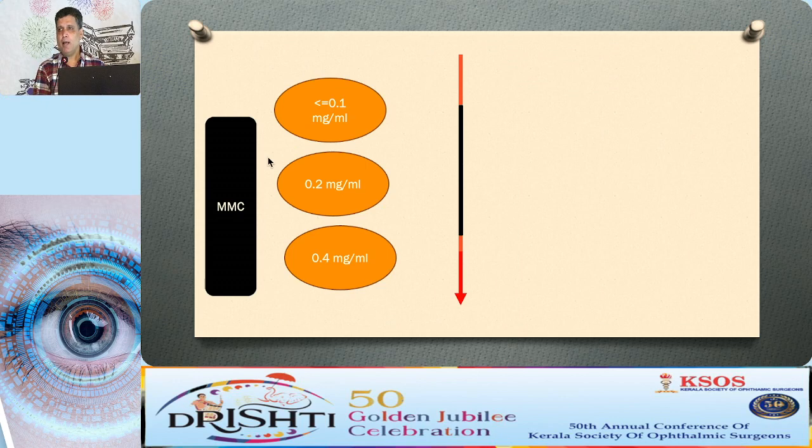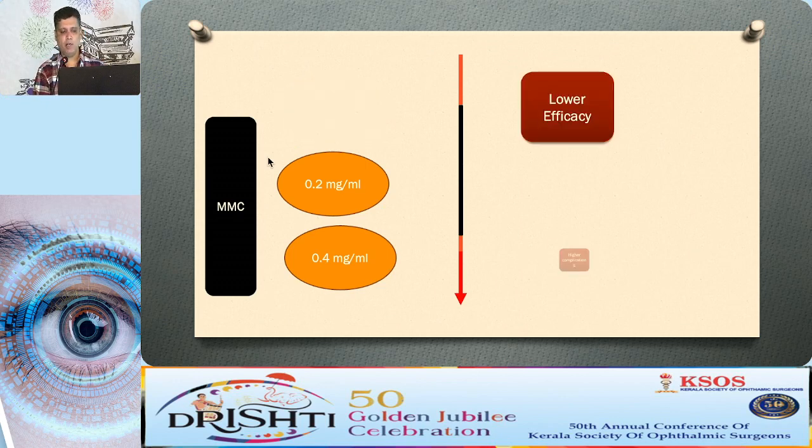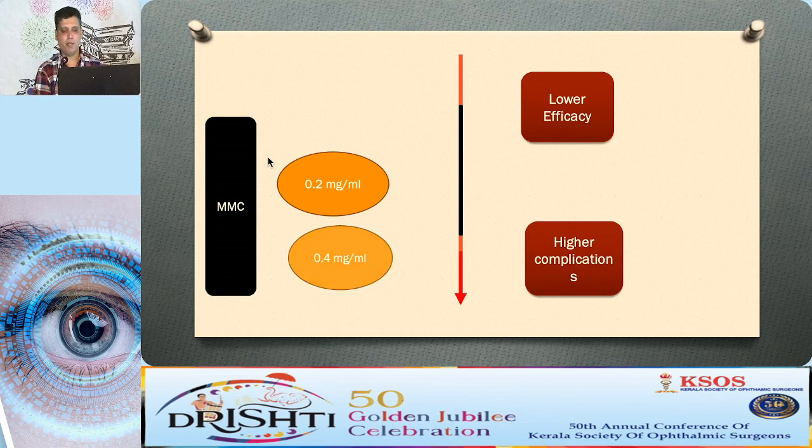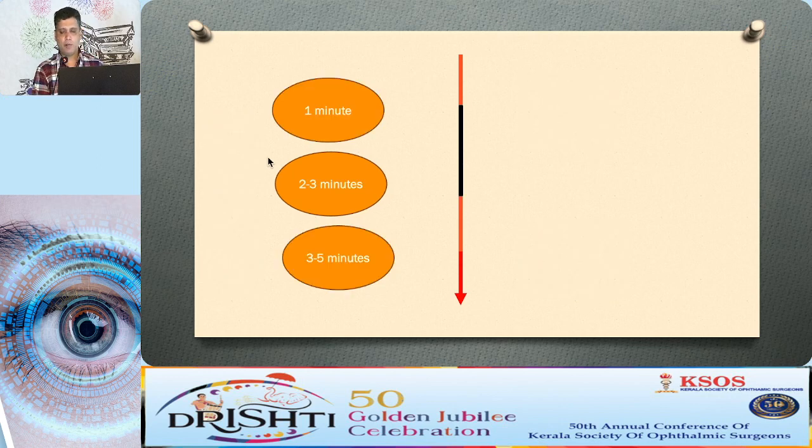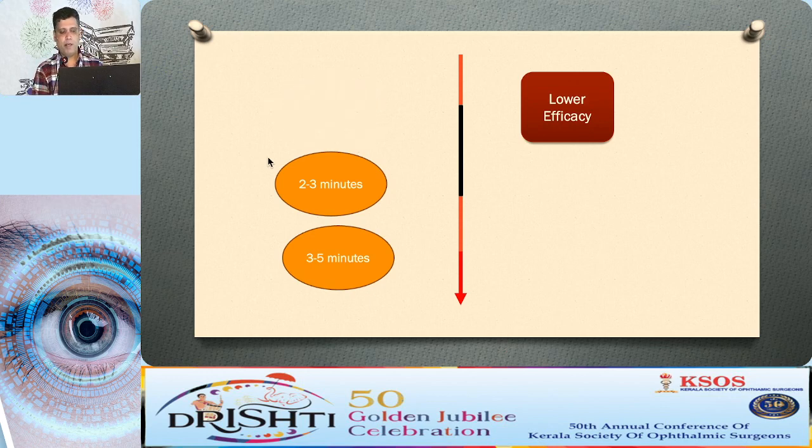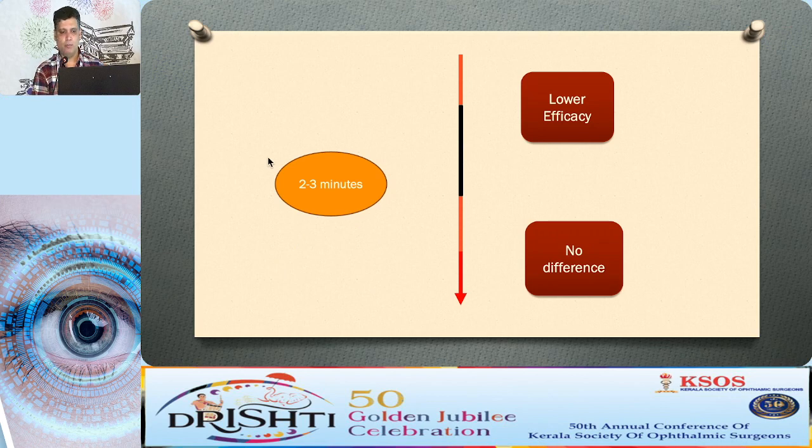Of course, with mitomycin use, at various doses, less than 0.1 generally has very low efficacy, and 0.4 and above tends to have higher hypotony-related complications. And 0.2 milligram per ml seems to be a good middle ground. As far as the duration is concerned, less than 1 minute generally has lower efficacy. Anything more than 3 minutes generally makes no difference, as the tissues are already well saturated with mitomycin by that time. 2 to 3 minutes seems to be again a good middle ground.